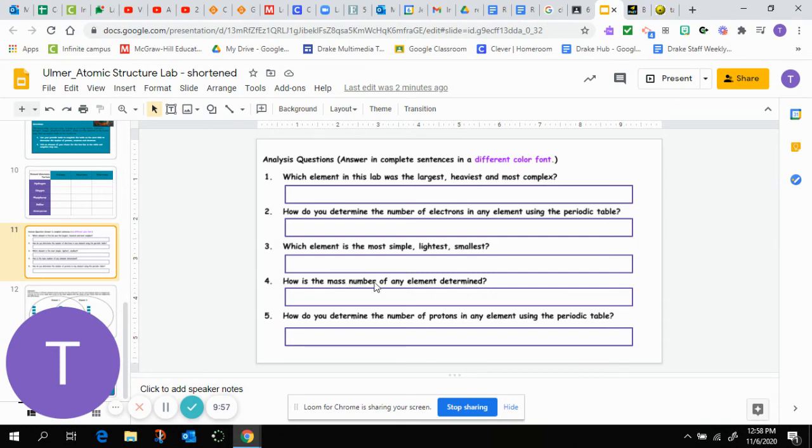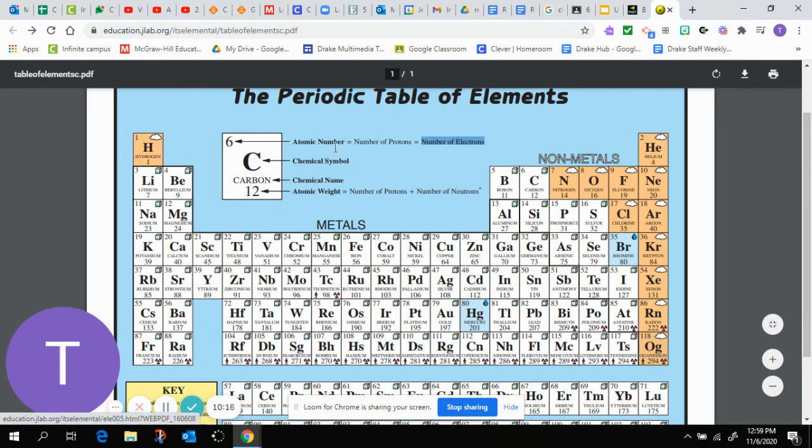How is the mass number of any element determined? Mass number is the same as the atomic weight. So again, go back to your periodic table. How do we find atomic weight? And then the last question, how do you determine the number of protons in any element in the periodic table? Again, go back to the periodic table, use this information up at the top.